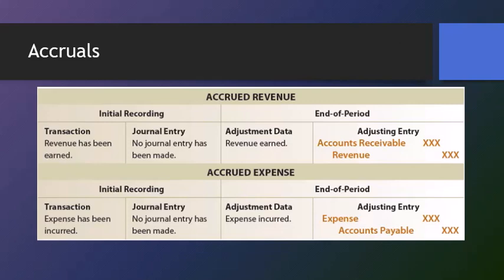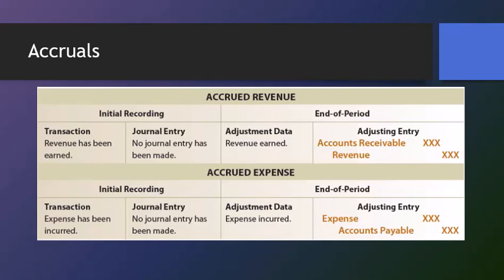But let's talk about our accruals, okay? We have accrued revenues and accrued expenses. And again, these are adjusting entries. So when would we record accrued revenue? We would record an adjusting entry for accrued revenue when we have performed work or provided goods to a customer, and that customer has not yet paid us. Okay, so we've done the work, we've earned the revenue, but the customer hasn't paid us yet.